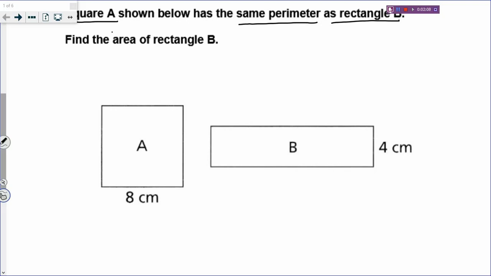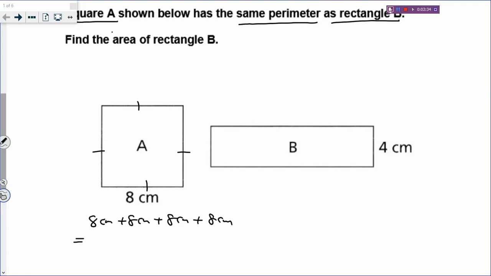Alright, so square has all equal sides. So how do you find the parameter of the square? You take 8 cm times 4, right, for equal sides. But like what I always mention, parameter means you plus. So what I would like to do is, I will take 8 cm plus 8 cm plus 8 cm plus 8 cm. But you tell me, Stone, why not 8 times 4?